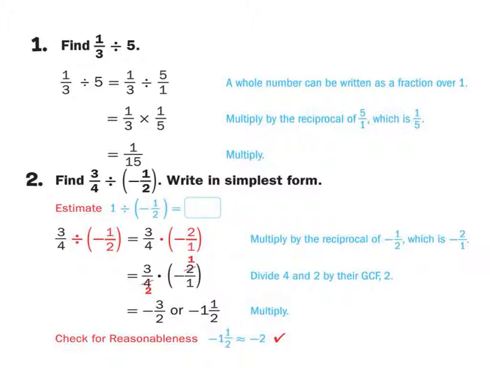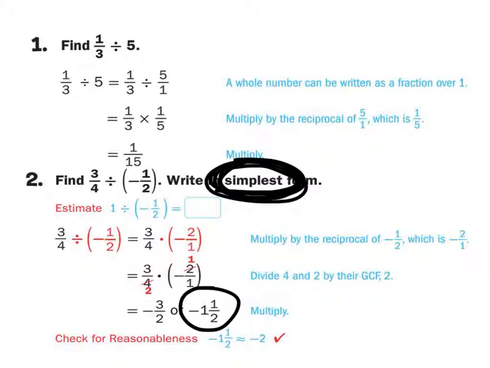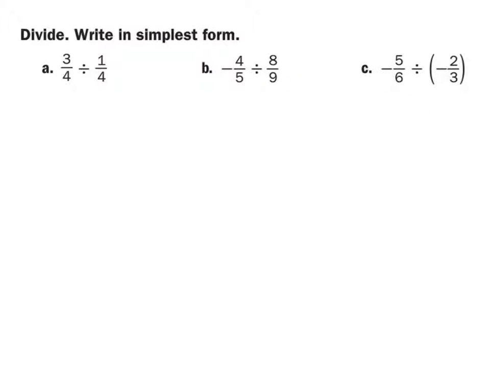All right, listen, these examples are in the book. Please remember, you must put all of your answers in simplest form. For some of you, that means it's a mixed number. Others, that means that it is an improper fraction. So do A, B, and C and write these in simplest form. Please pay attention, all right?